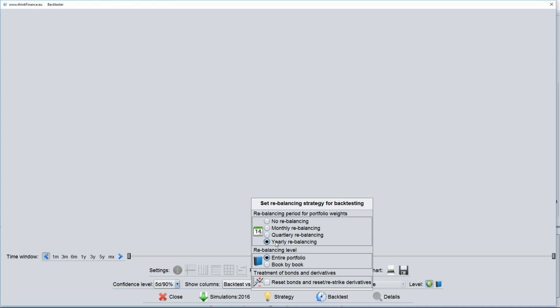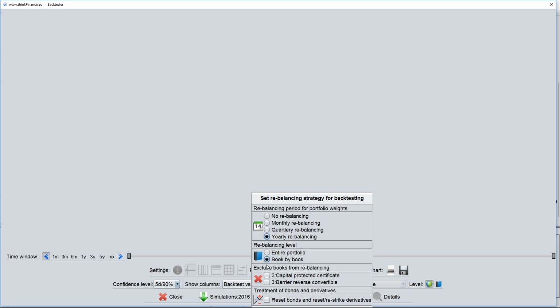So therefore, I choose a yearly rebalancing, which means I always invest in yearly products and rebalance into a new yearly product. I want to do this strategy book by book, or product by product. So the 2 products that I imported into the backtester will be treated individually. And what I also want to do is reset strikes, bonds, and barriers at each rebalancing. So at each rebalancing, the new product is created by the same composition rule as the previous product.